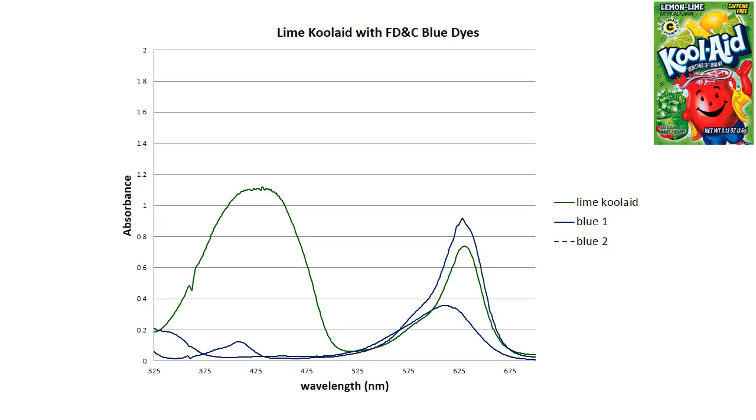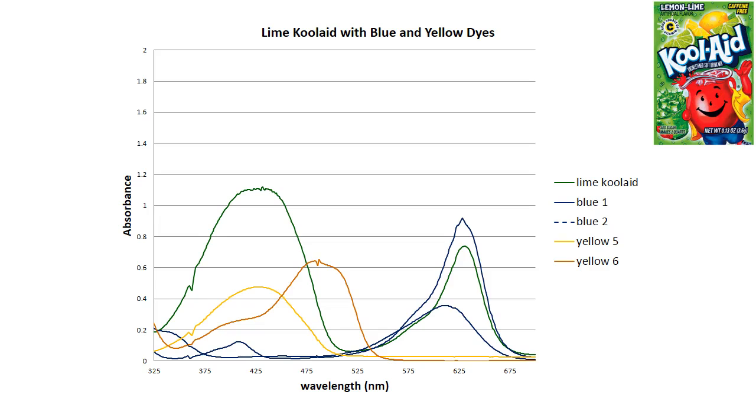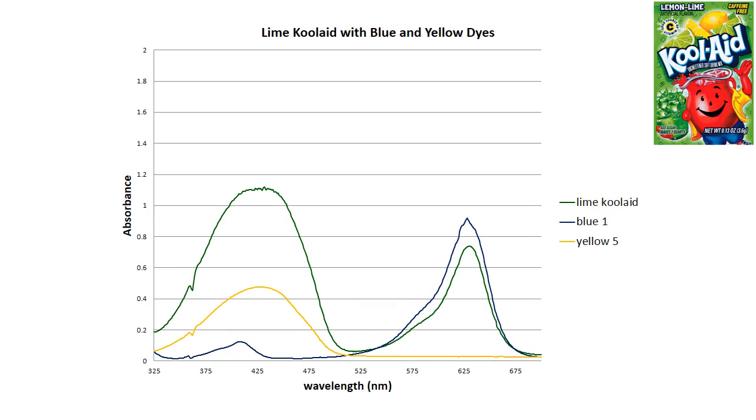It's about 625, 630 or so nanometers. Blue 2 is a little bit further to the left at about 620 nanometers. That didn't come out as a, really sure why. But when we compare all 4 of the possible food dyes with the lime Kool-Aid, it appears that blue 1 and yellow 5 are the two components that make the color in the green Kool-Aid.